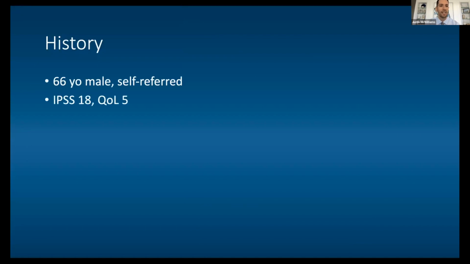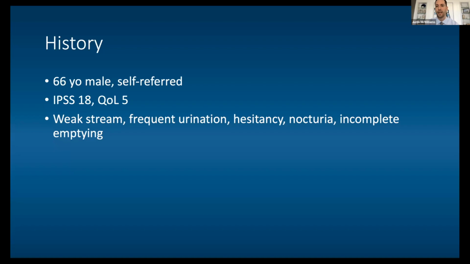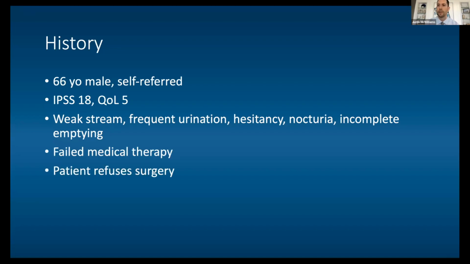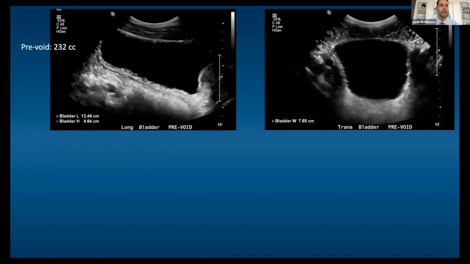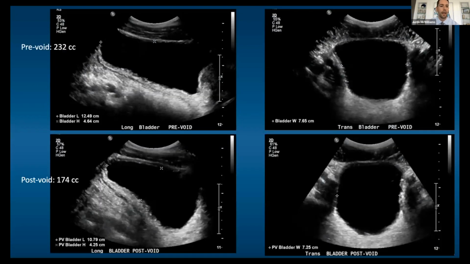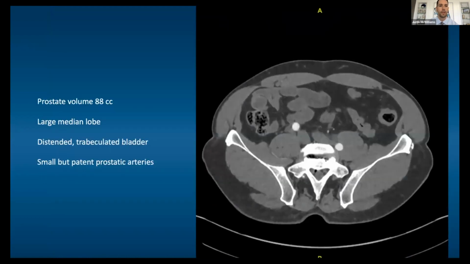This particular guy was self-referred, had a severe IPSS score, pretty severe quality of life impact, a pretty typical symptom complex. He had failed medical therapy and refused surgery, so he's really the ideal candidate. His post-void residual was about 174 cc's, so that's in the abnormal range. A normal would be under 100 cc's. So certainly he's got some problems with urination.